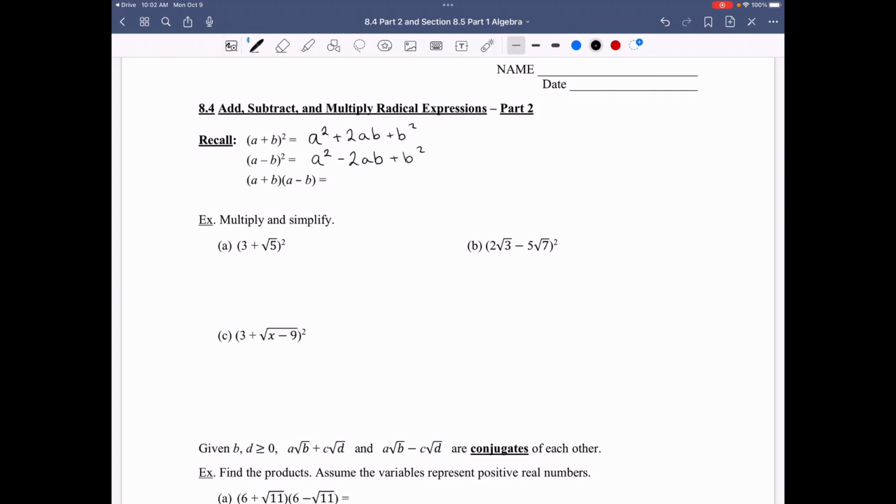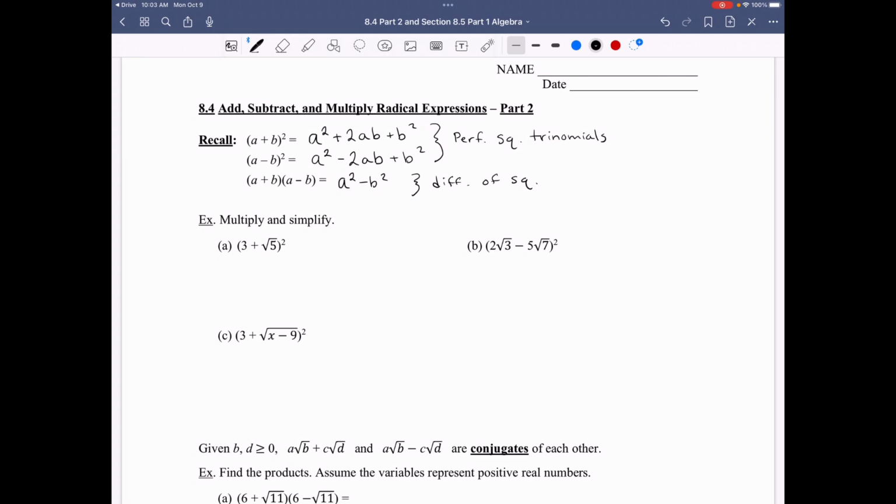The next one is a difference of squares. So these are perfect square trinomials. And this one is a difference of squares, so it FOILs out to be a squared minus b squared. Difference of squares. Okay, so we can use those special factors to help us multiply and simplify.